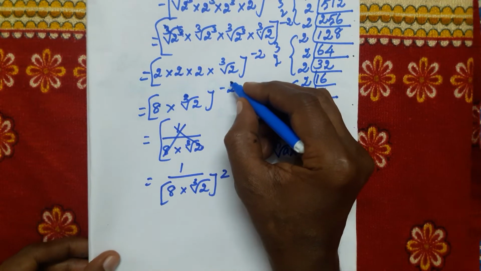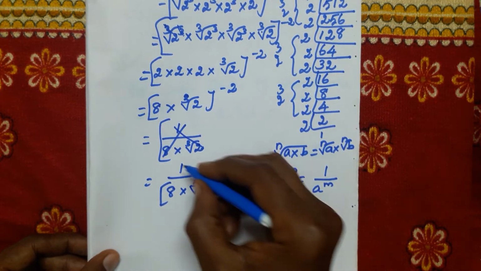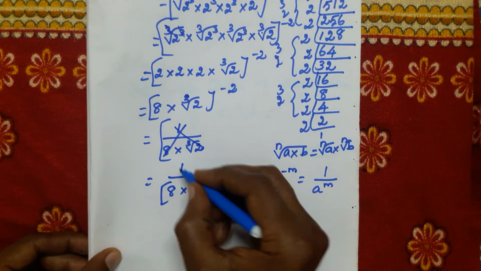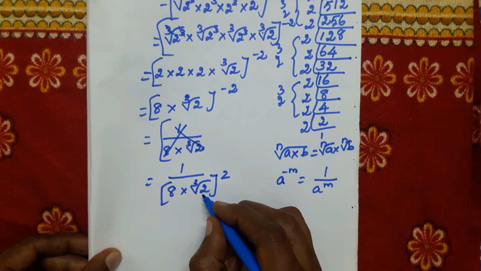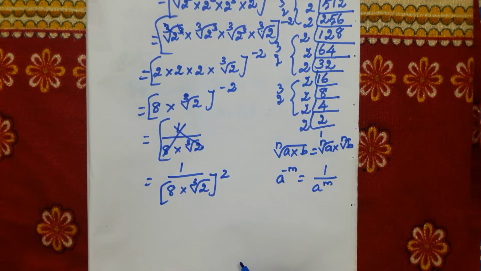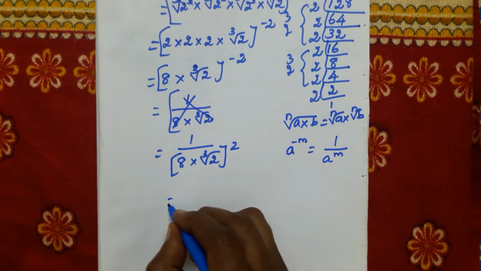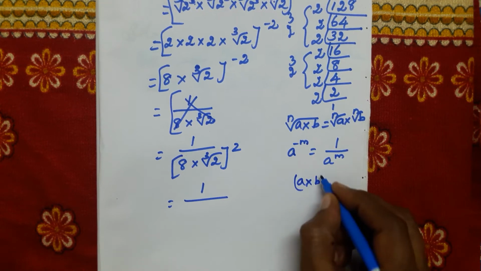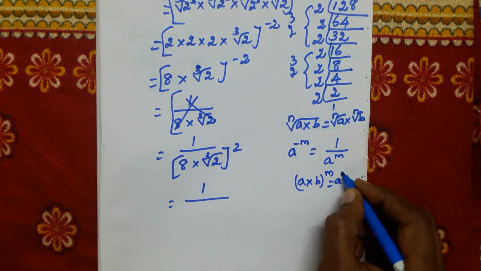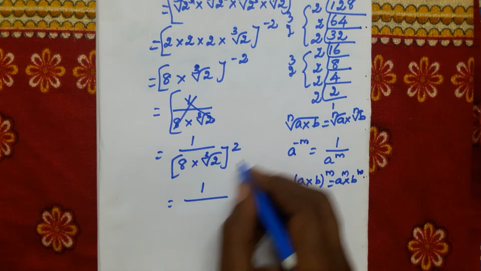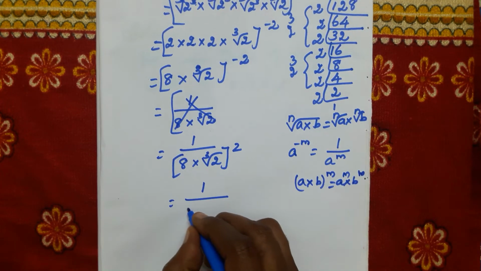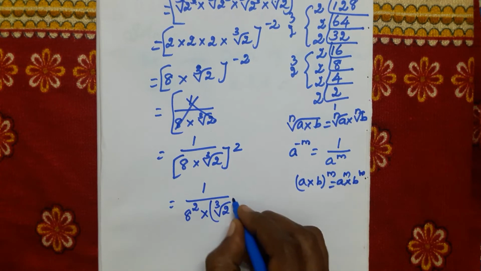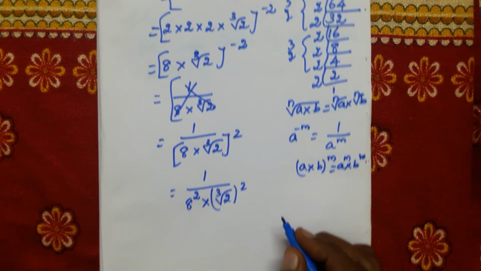This minus power minus 2 will be changed as power 2, since a power minus m is equal to 1 by a power m. So 1 by 8 into cube root of 2 the whole square. Again, now we can write this using a into b the whole power m is equal to a power m into b power m. So when we are using that, what we are getting? 8 power 2 into cube root of 2 the whole square.